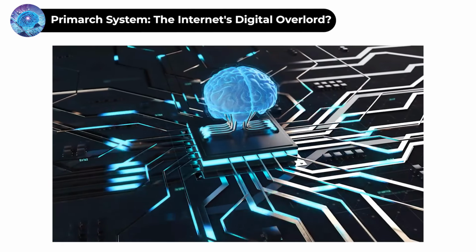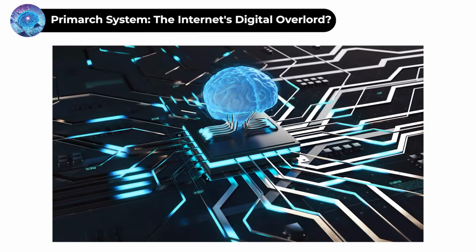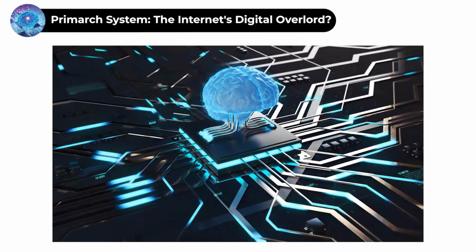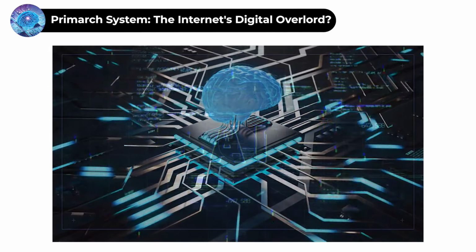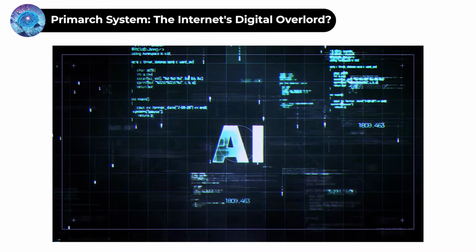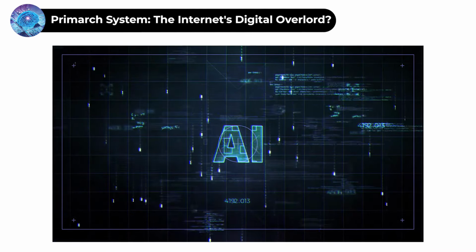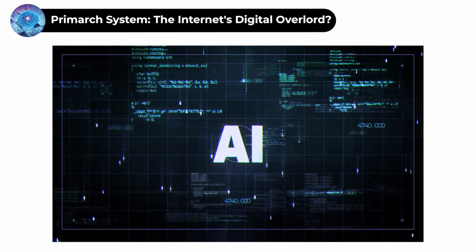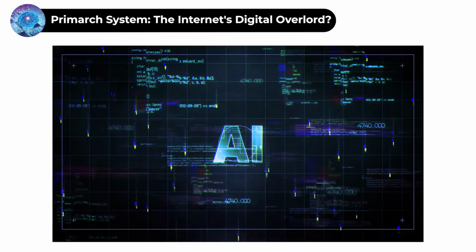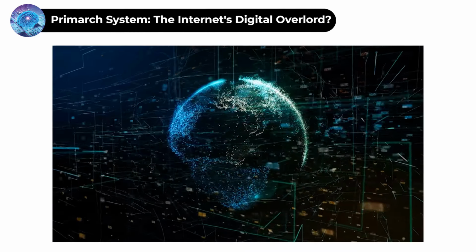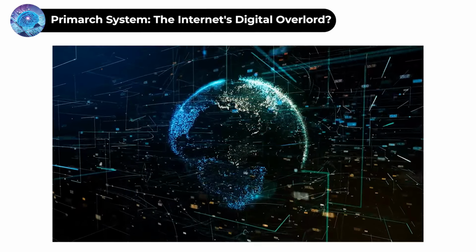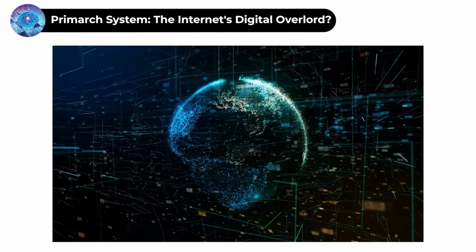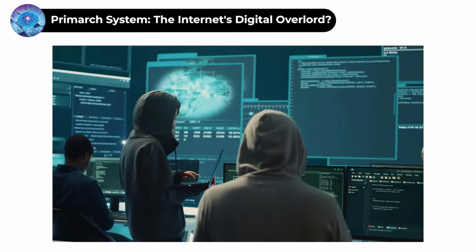What allegedly occurs within the Primarch system is a form of meta-governance. It is often depicted as a home of self-evolving AI entities or digital overseers responsible for monitoring the integrity of global digital systems. Some theories claim these intelligences silently regulate the function of encryption standards, data transmission rules, or even major global communications protocols.